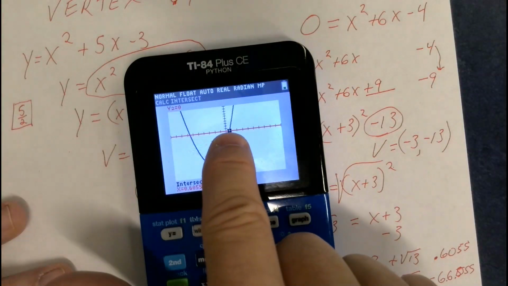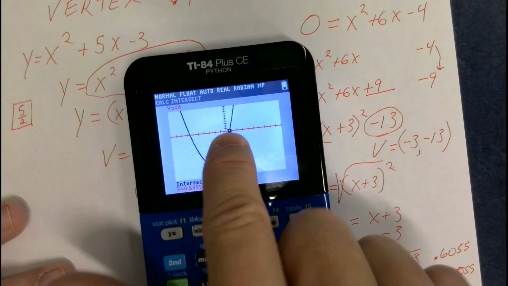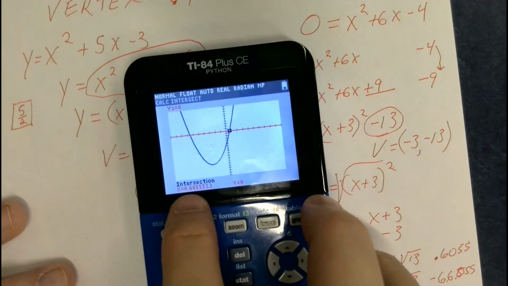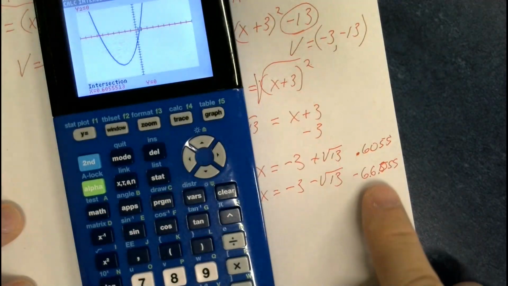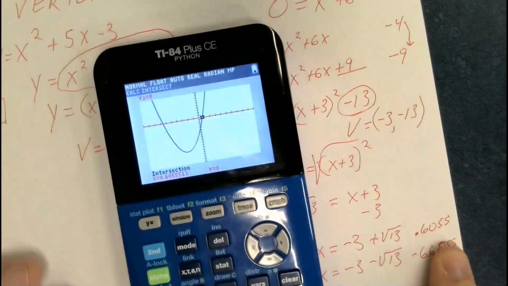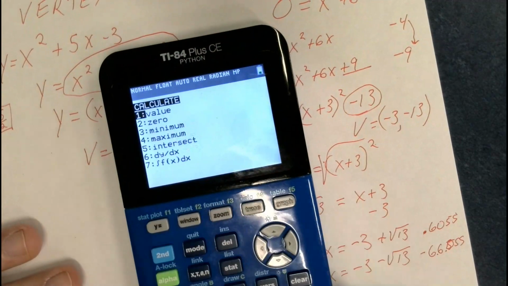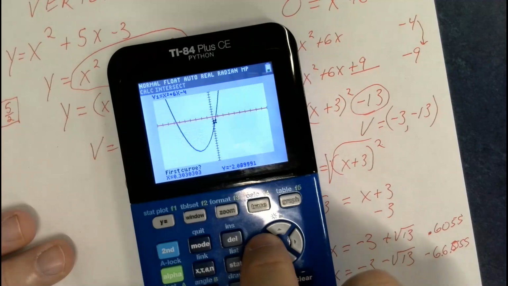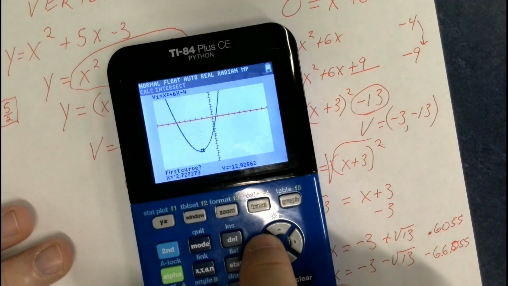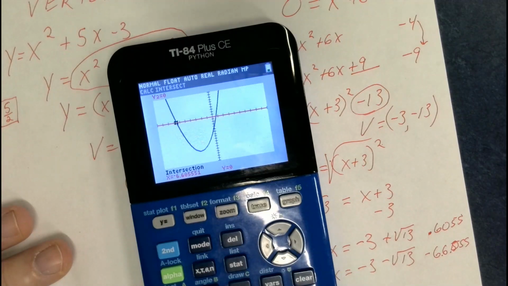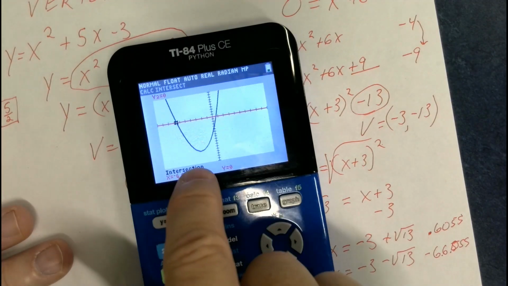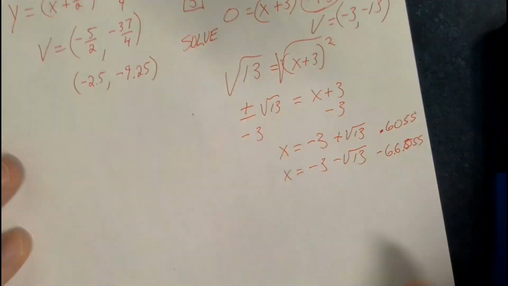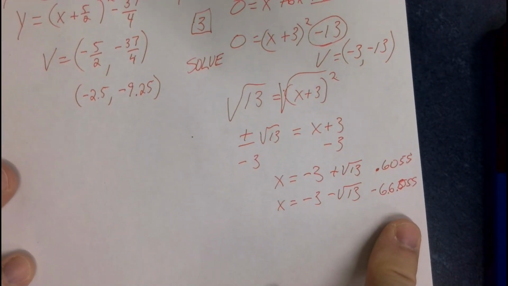You can see this one found this one, which is just to the right of the origin, and it shows 0.6055, which is the same number that I got down here. Second trace, number 5, I'm going to move my cursor. Again, I got to get it closer to that intersection point. Enter, enter, enter. And this one's negative 6.6055, which is exactly what we got when we did it algebraically.